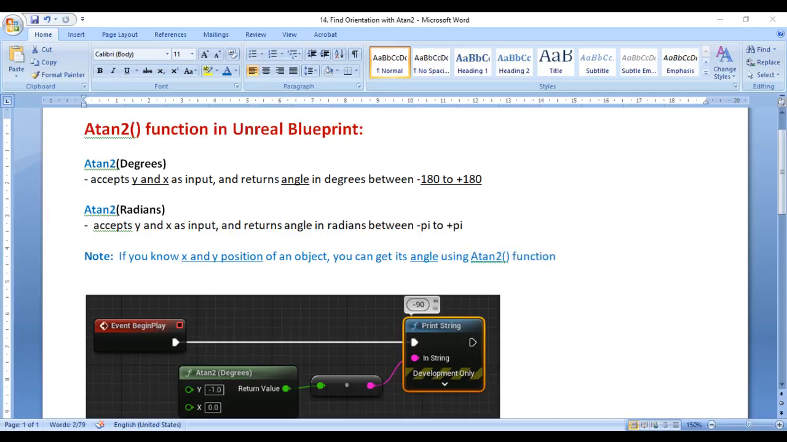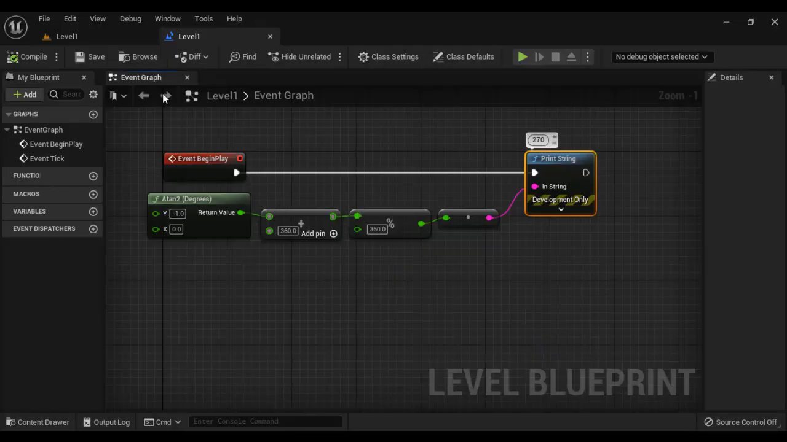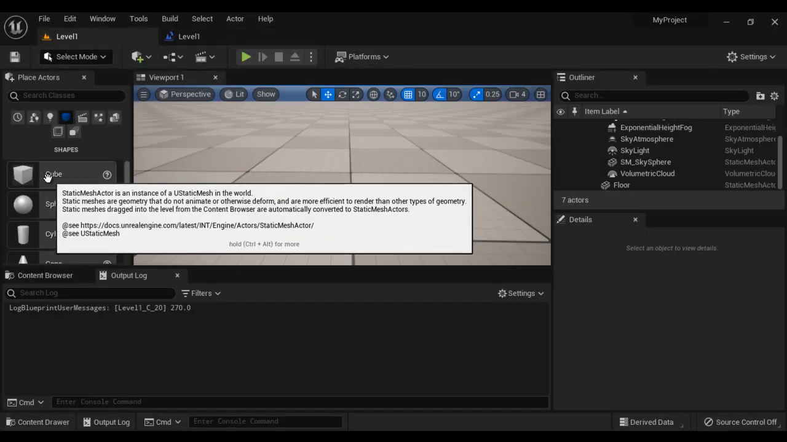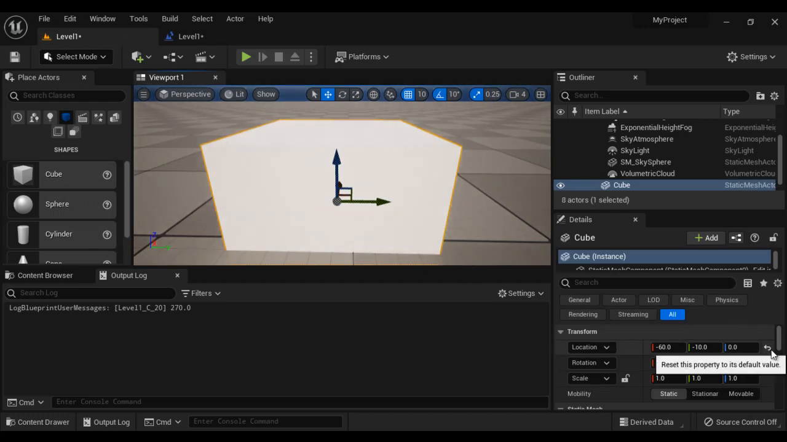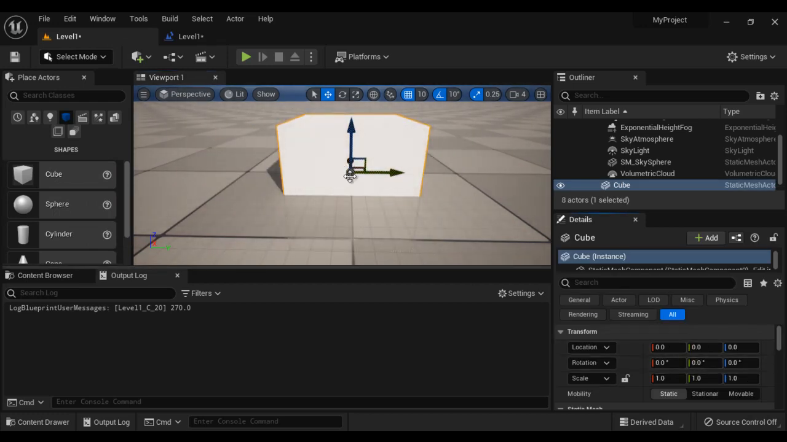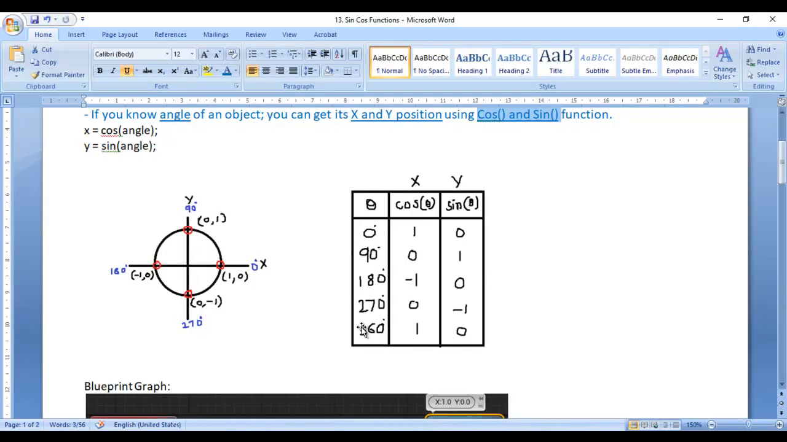Let me prove it with a real example. I go here. I'm going to drag and drop a cube, reset its position to 0, 0, 0. Now let's say its x position I set to 1, y position I set to 0. So if I give x and y position of the cube, definitely we get 0 degrees, guys.